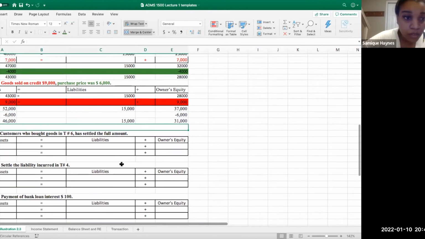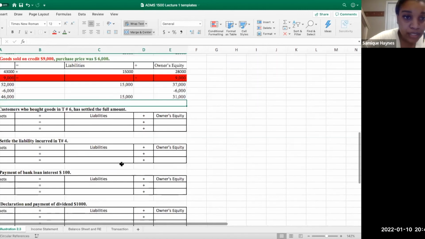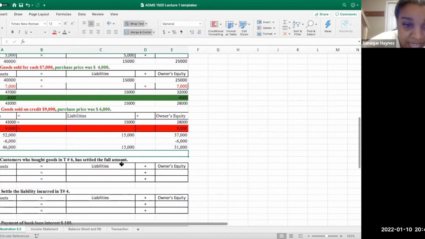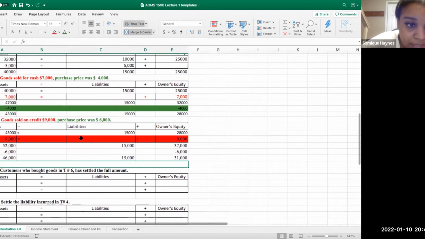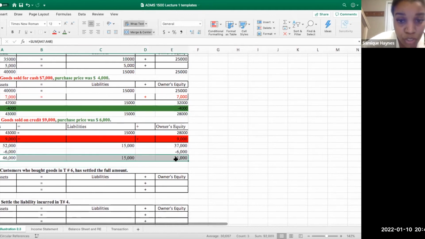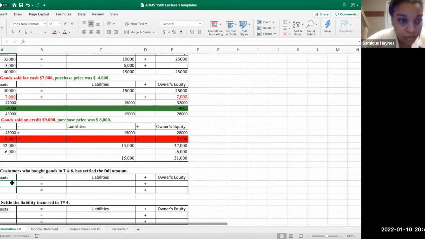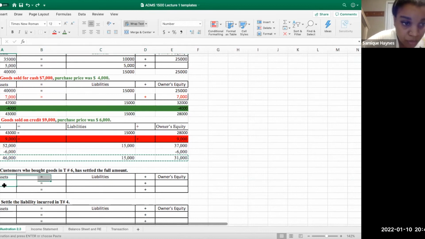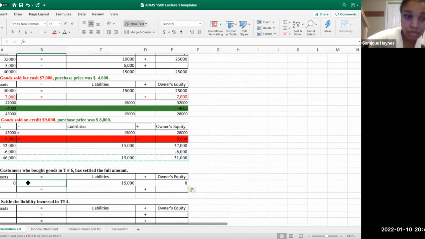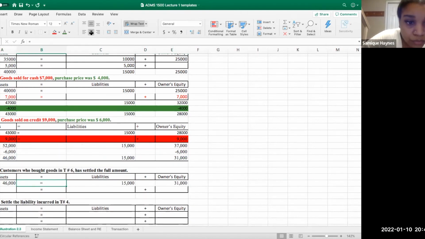All right. Customers who bought goods in transaction 6 have settled the full amount. So people bought on credit, but now they said, listen, they paid us. See, told you they were going to pay us. So what do we do? Accounts receivable becomes cash. I like that. Good.